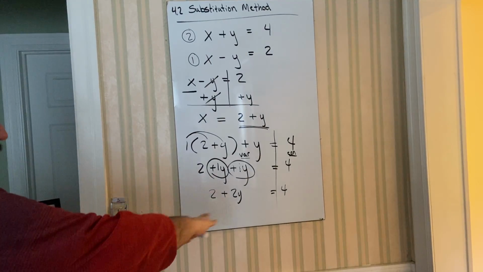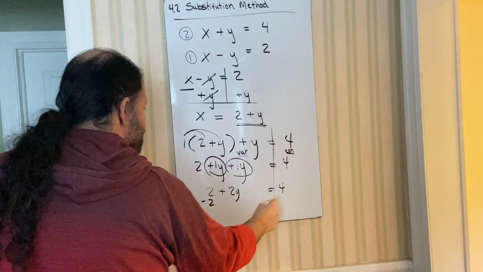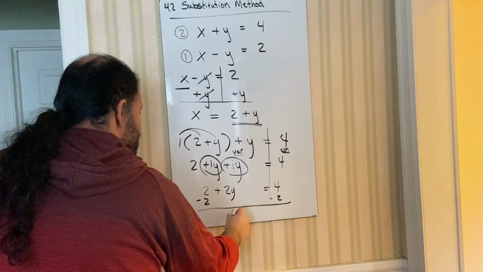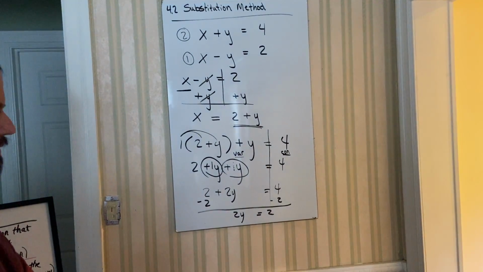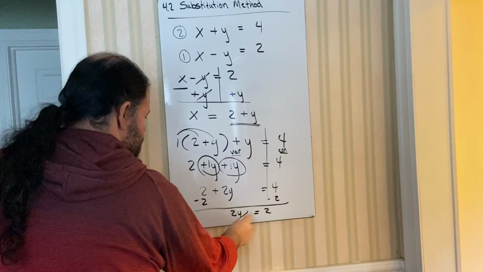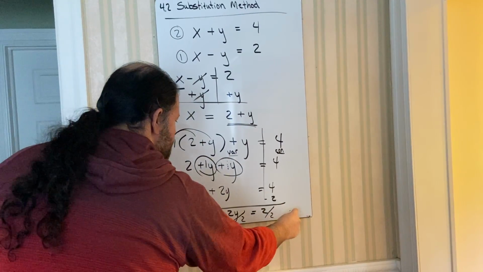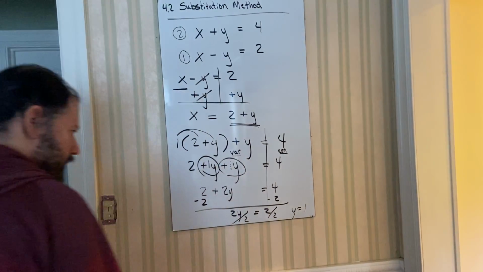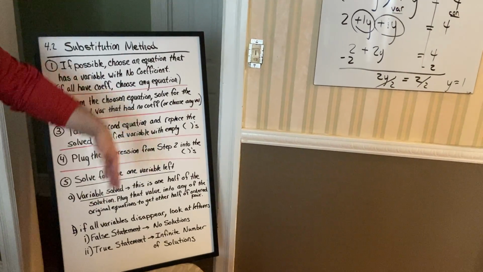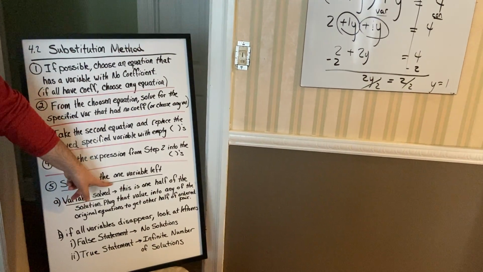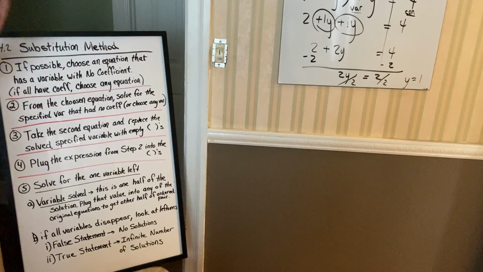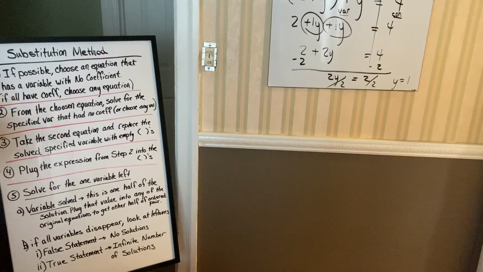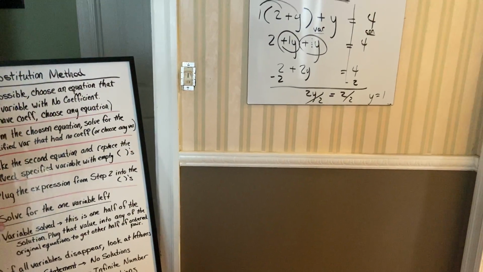Then what you want to do is move that 2 over. And then get y by itself. Get rid of the coefficient, divide, and we get y equals 1. Now remember, if the variable was solved, which we did, we get y equals 1, this is only half of the solution. Because remember, a solution to a system is an ordered pair, or no solution, or infinite number of solutions.